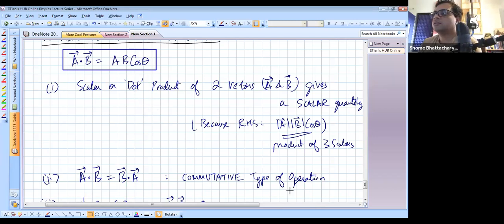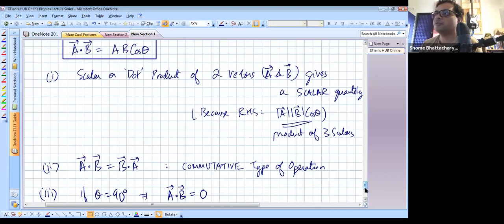Okay. Then the next thing you can see is that if I just interchange B and A over here, instead of A dot B in the definition I put B dot A, I get B into A into cos of the same angle. So ultimately that is the same thing. Whether I write AB cos theta or BA cos theta is one and the same thing. So that is why from the nature of the definition itself, we can see that the dot product is a commutative kind of operation. Okay.